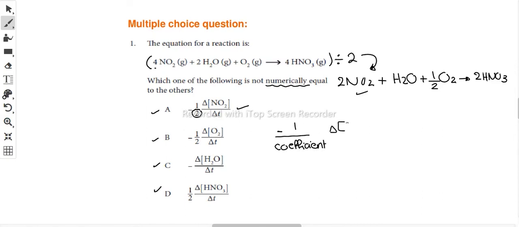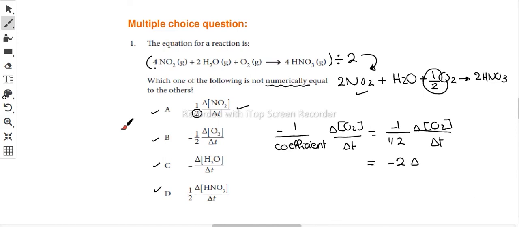Delta concentration of O2 over delta T. Let's apply. So it's 1 over. What's the coefficient of oxygen? It's a half. Delta, the concentration of O2 over delta T. So if you want to rewrite it, it will become a negative 2 delta concentration of O2 over delta T. So this is my correct answer. Here I have a problem, so this is incorrect, and the B is not numerically equal to the others.